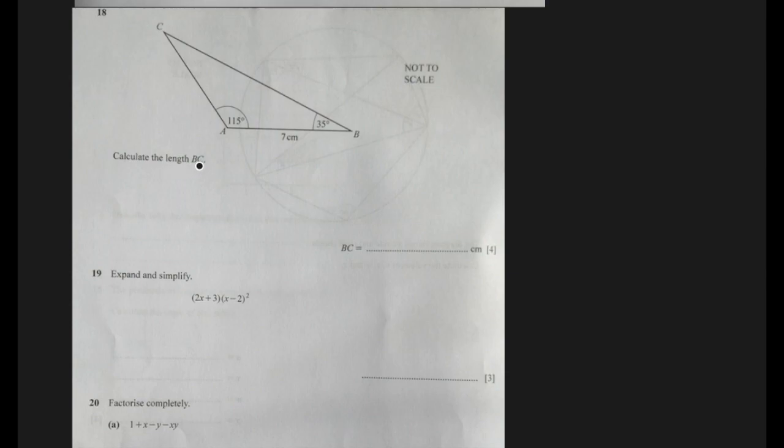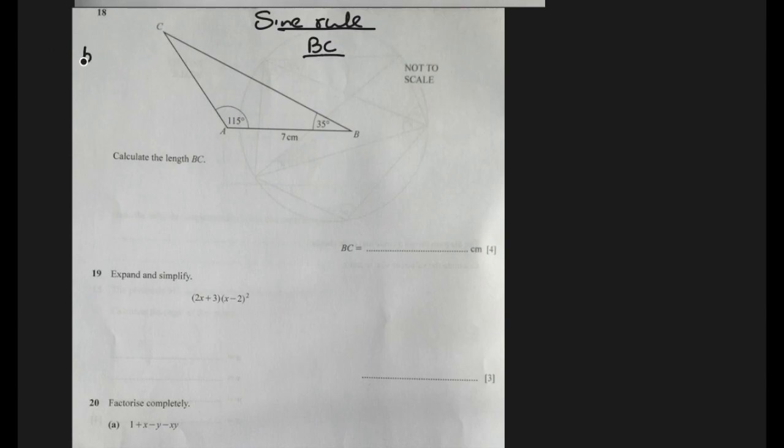Number 18. Calculate the length BC. BC, this one. Okay, so we have this angle, we have this angle and this side. Whenever they have this situation, we can use sine rule. And what does sine rule say? Sine rule says that, we want this side, right? Take the unknown side on top. So I'm taking BC, right?